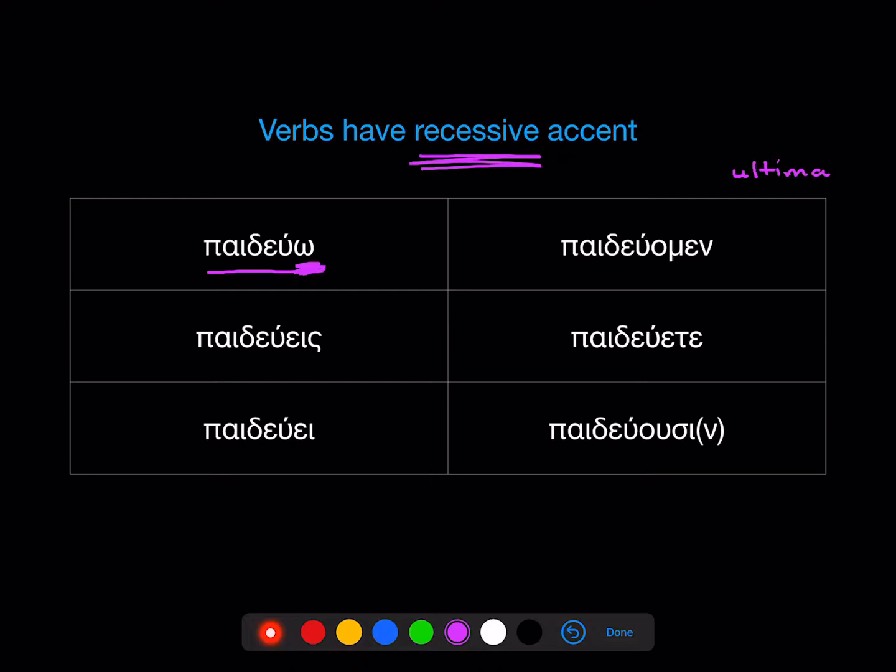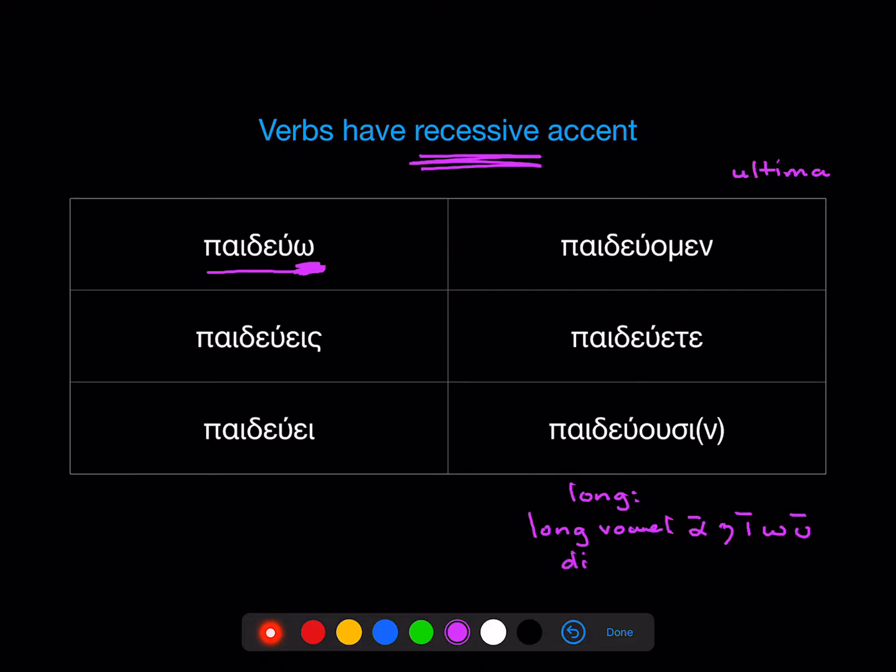So the way you can tell if a syllable is long or short, long syllables contain a long vowel, that is to say a long alpha, an eta, a long iota, an omega, or an upsilon.